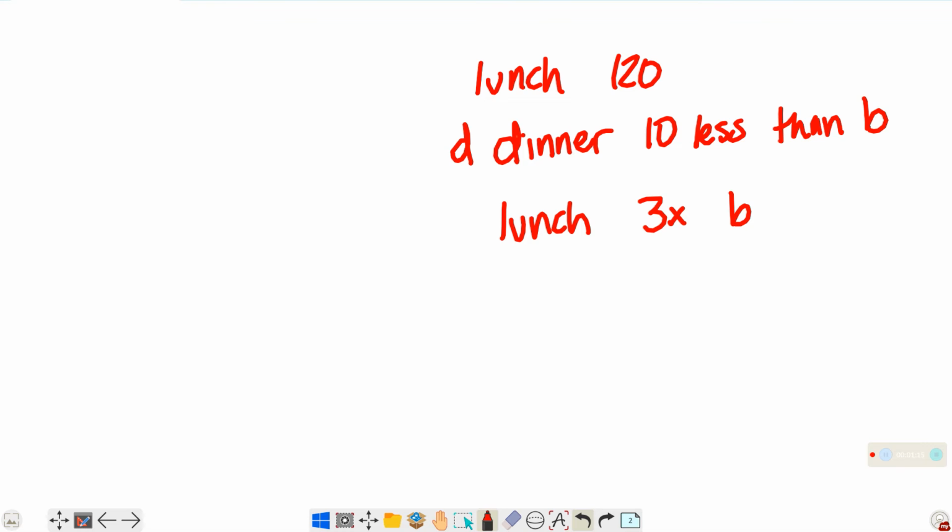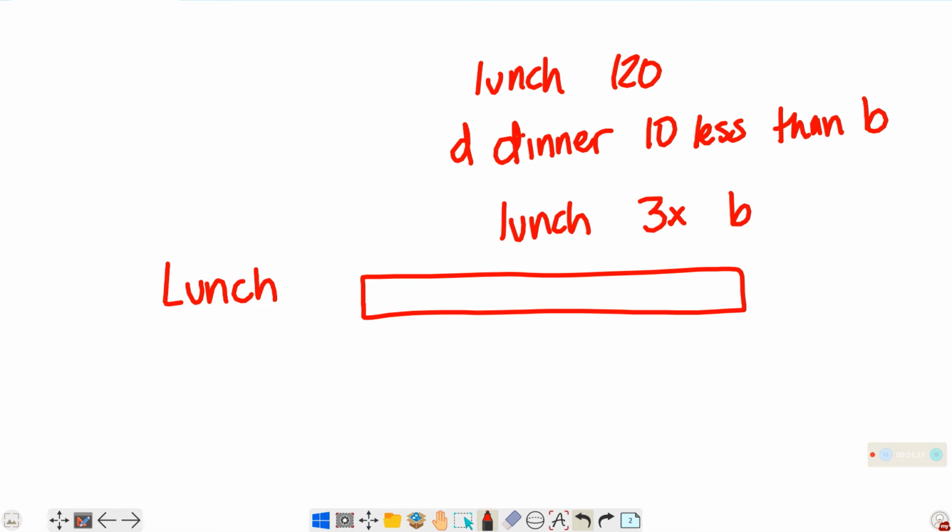So we're going to make a tape diagram that represents lunch. Lunch has 3 times as many people as there were at breakfast. So we need 3 pieces that say B. But we also know there were 120 customers here during lunch.